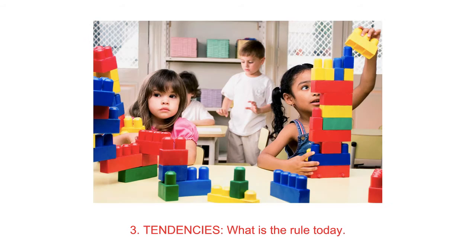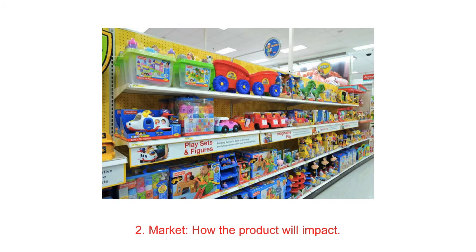The second is the market. The market is how people buy my product, or how this product will impact society, the people who have it in their home, how the product impacts and how the product will be sold in a store.